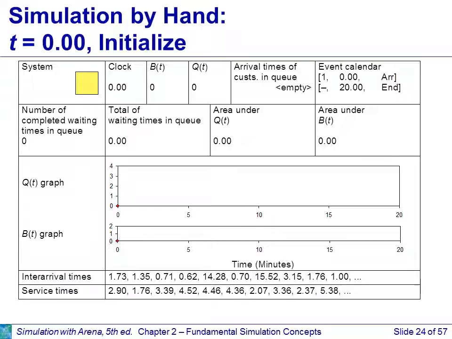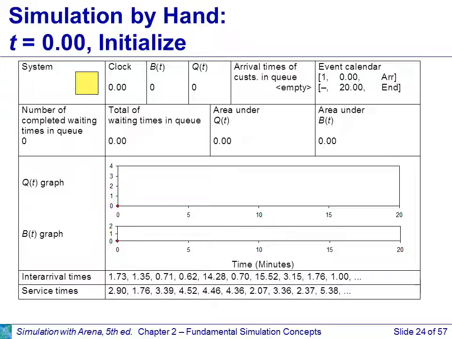And here we're gonna start plotting our QT and BT graphs, right? Which is the number in the queue and the busy or idle, right? The utilization of the resource. These are our inter-arrival times for different parts, and below them are the service times, which is how long it takes for the part to be processed.